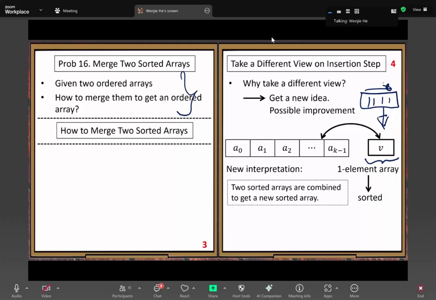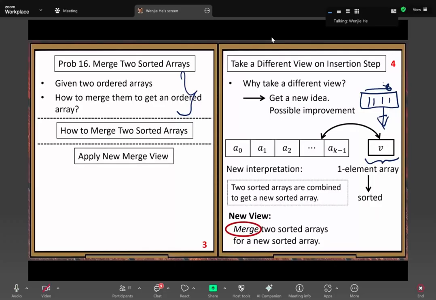So then our comparison work, we can also generalize from the comparison work in the insertion operation. Now you can see the solution is pretty straightforward. So let's look at the details of this merge step.